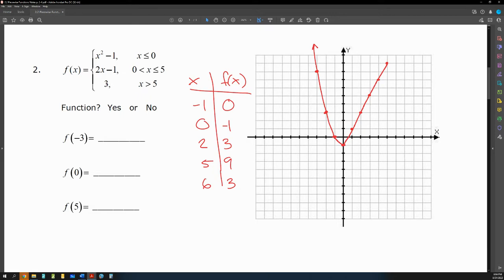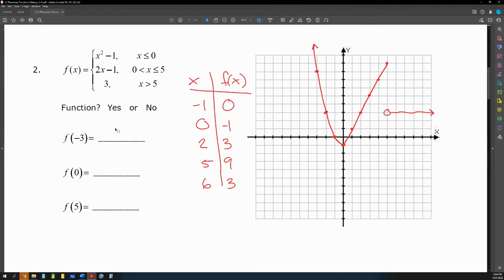And the last piece is just the horizontal line, y equals 3, but only for the domain x greater than 5. So y equals 3 is this line here, and it goes all the way to the right. Just a horizontal line. Okay? The function for this third piece does not exist at x equals 5. It's only x greater than 5. So we do have to put a hole there at 5, 3.